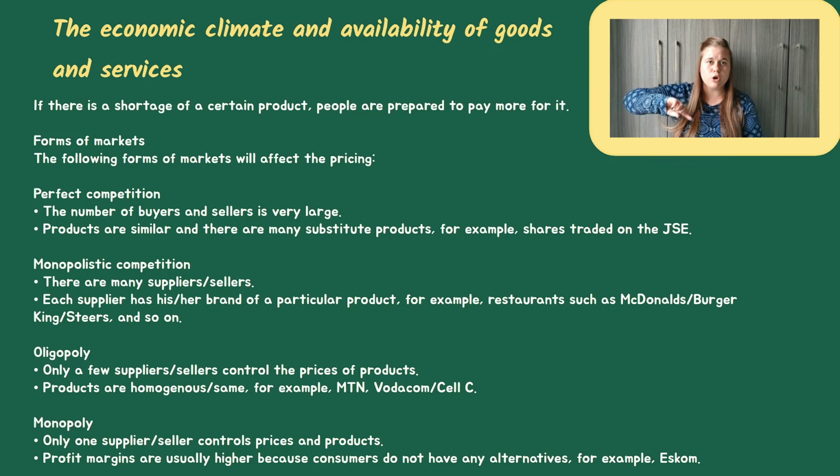Don't confuse monopoly with monopolistic, because they are not the same. There is only one supplier and the seller controls the price and products. Profit margins are usually higher because consumers do not have any other alternatives. And the example here is Eskom. Just in case there's confusion, the reason Eskom is here is because they're the only supplier of electricity. If we're looking at solar and gas, that is a different thing. We are talking about electricity as a whole. There is no other substitute, no other business providing us with electricity the way Eskom does.